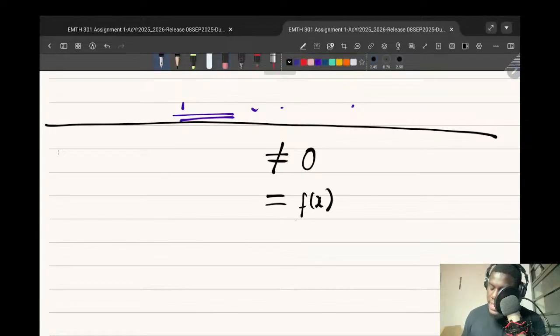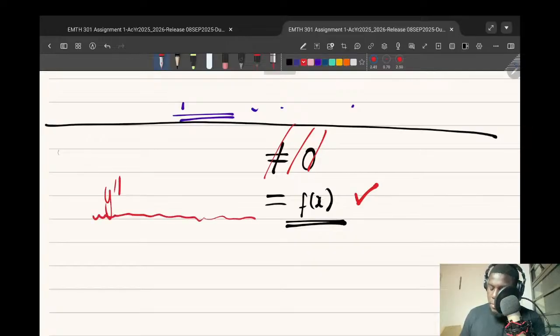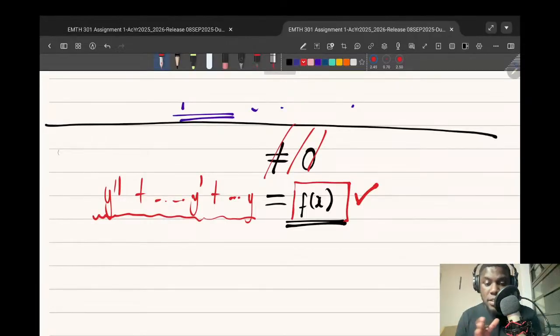It will be equal to something that will be having an x. It's not going to be equal to 0. That is for homogeneous, we're done. We are going to be doing this, where your function with the second derivative, plus something with the first derivative, plus something times y is equal to f of x. So we are always going to look here. Remember now what you're going to do to find the solution.